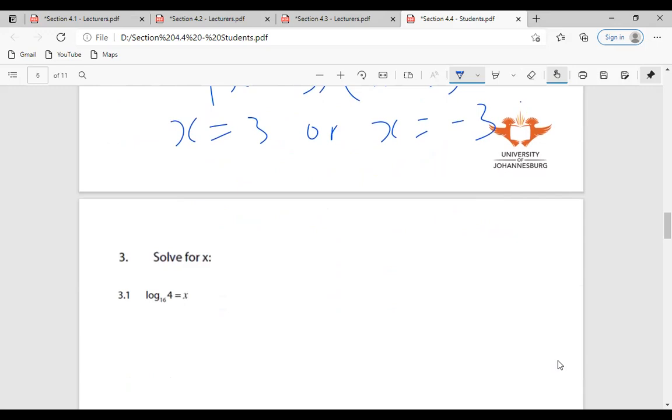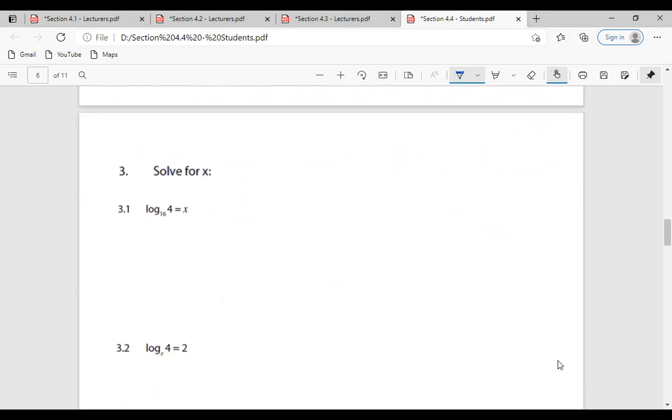Okay, now let's look at this other example. It says solve for x where log 4 base 16 is x. So this one is already given to you. Your x is just equal to log of 4 base 16, or 2 log 2 base 16.